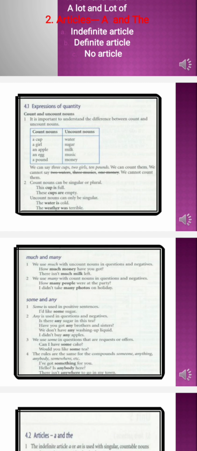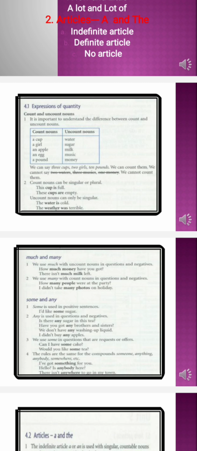We can say 3 cups, 2 girls, 10 pounds. We can count them, but we cannot say 2 waters or 3 musics, also 1 money, because we cannot count them.